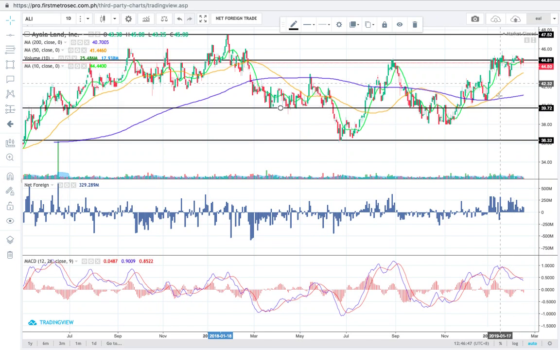So we have the major support, major resistance here, midterm support, and then the midterm resistance here. So these midterm support and resistance levels are precursors to their major support and resistance levels. Okay? So this is how you plot the support and resistance levels for Ayala Land. So let's try another stock, BDO.